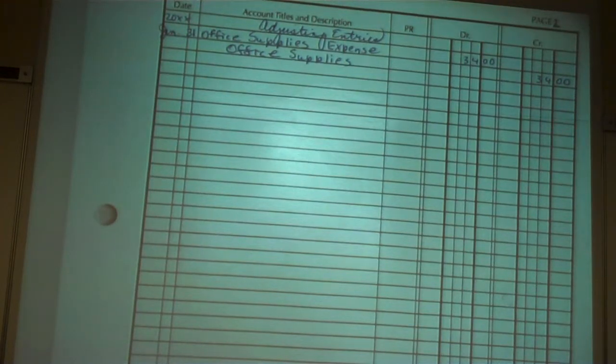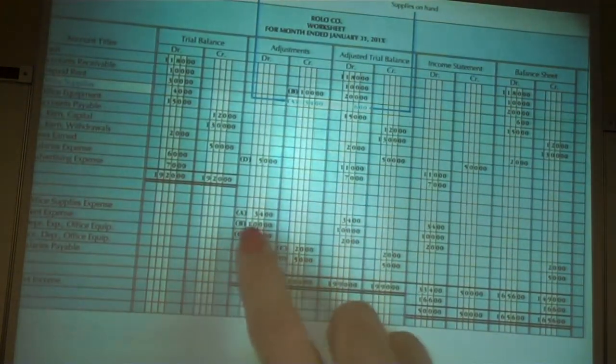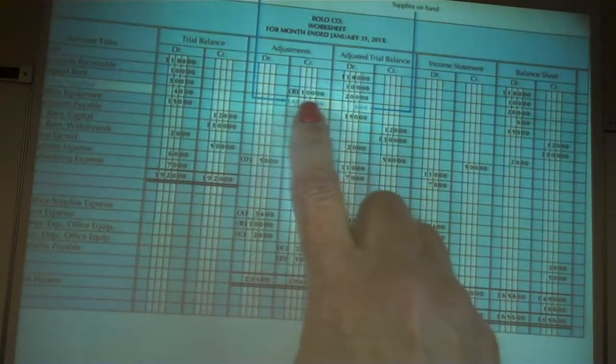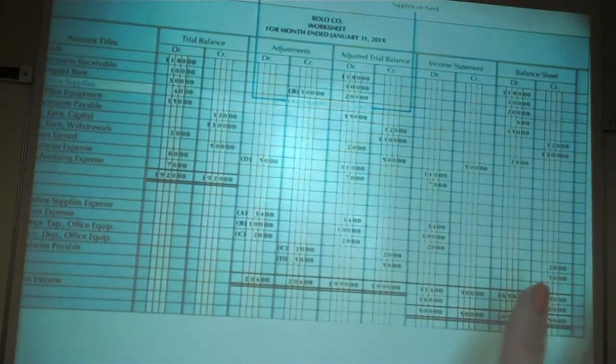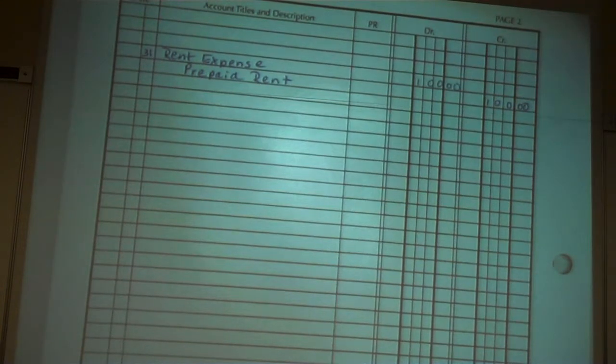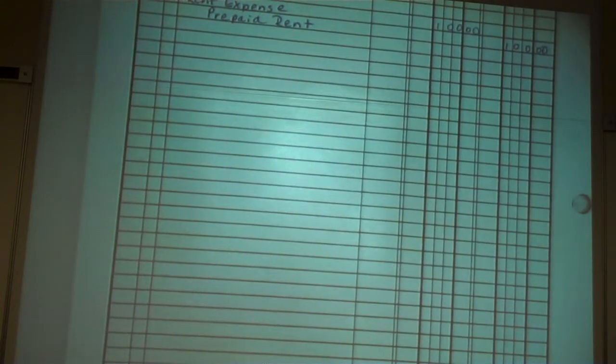Let's skip a line, and then let's look at the B on that worksheet. The debit for the B was rent expense, and the credit was prepaid rent. Skip a line, and then let's write the second one. Again, we don't have to label it A, B, C, or D. It should be the second one. My page is just labeled B. They all get the 31st of the date? The 31st, the last day of the month.